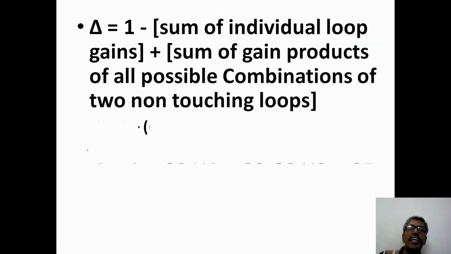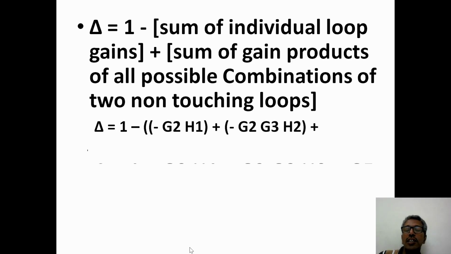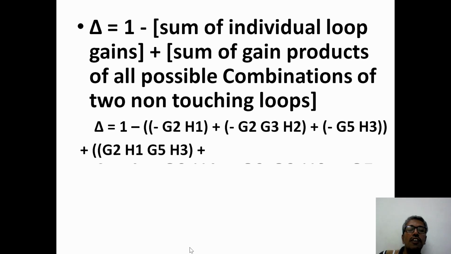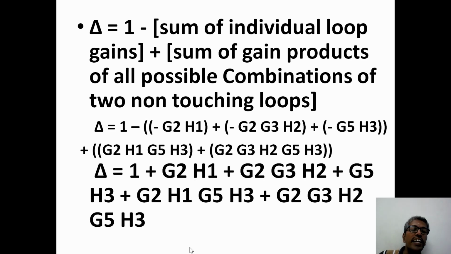Now we have to find the delta value. We know the formula: 1 minus sum of individual loop gains. We have 3 individual loops, so we sum all 3 individual loops, plus the sum of gain products of all possible two non-touching loops. Here we have two possible pairs of non-touching loops. You have to add them together to find the final delta value.